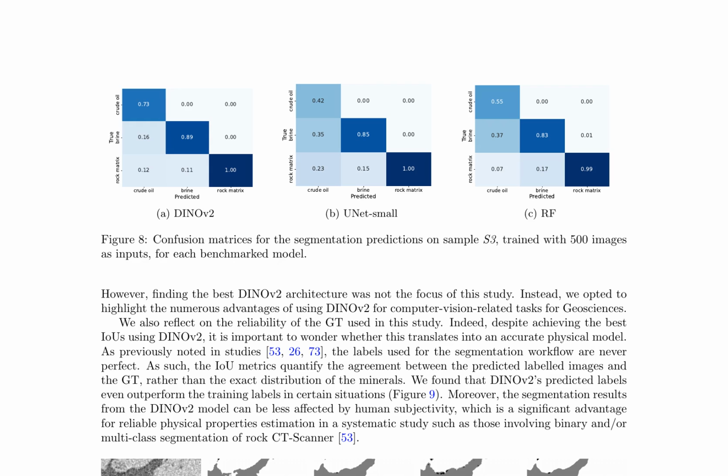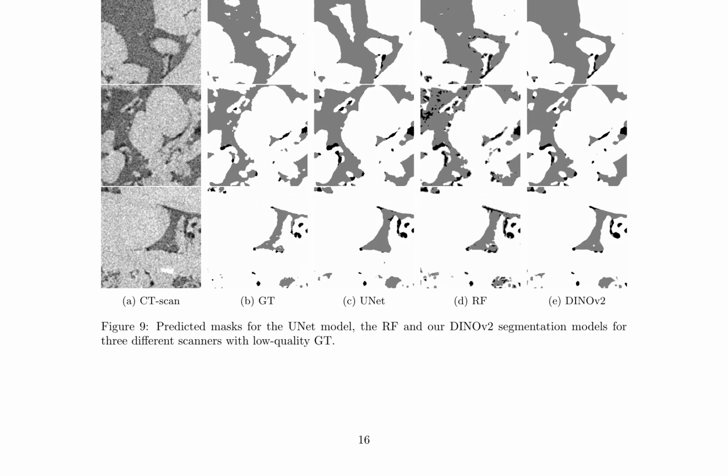Despite achieving high intersection over union, IOU, metrics, the labels used for segmentation are never perfect. The IOU metrics quantify the agreement between the predicted labeled images and the GT, rather than the exact distribution of minerals. In Figure 9, predicted masks for the UNet model, RF, and DINOv2 segmentation models are presented for 3 different scanners with low-quality GT. The results suggest that DINOv2's segmentation results are less affected by human subjectivity, which is a significant advantage for reliable physical properties estimation in systematic studies involving binary and/or multi-class segmentation of rock CT scanner images.